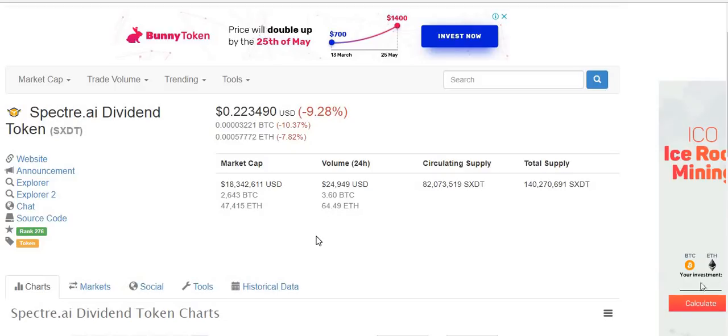We're going to have a look at some numbers so you'll see some of the potential income that you can make by holding on to these tokens, not to mention the potential capital gains that will come from the value of the tokens going up as well. But what's been happening? Volume's relatively light, with $25,000 in the last 24 hours. Circulating supply is 82,000. Total supply is 140,000.